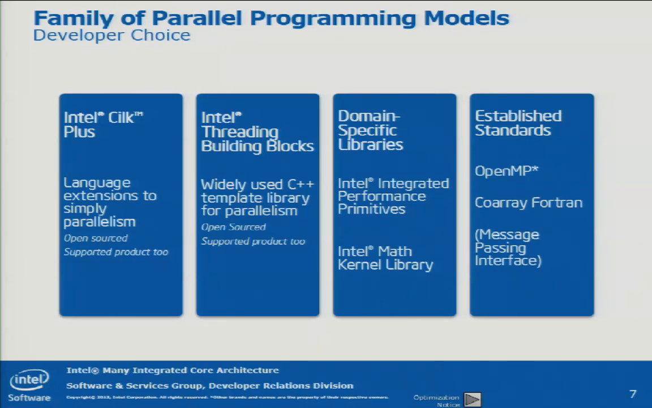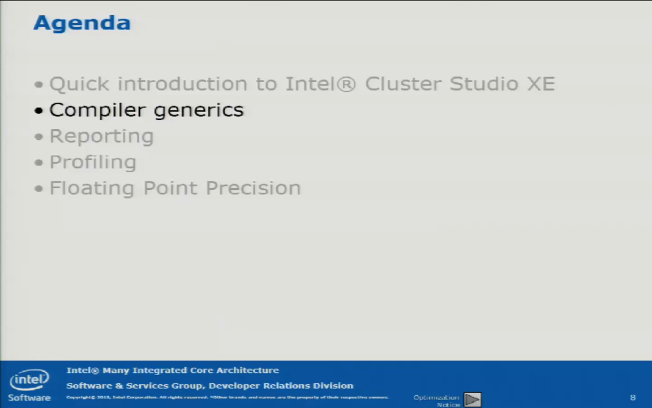We have math kernel libraries. We have the Intel performance primitives, which is also kind of a high-performance library for image processing and decoding. We have the media SDK. So we have a lot of libraries around this Intel Composer to help programmers implement their codes. OK, that was the marketing part.